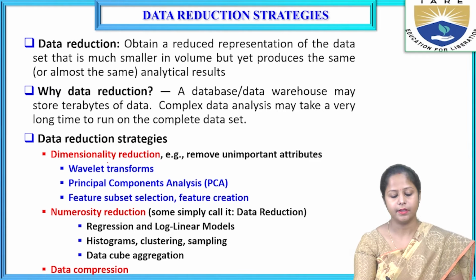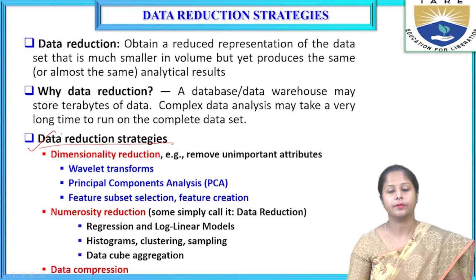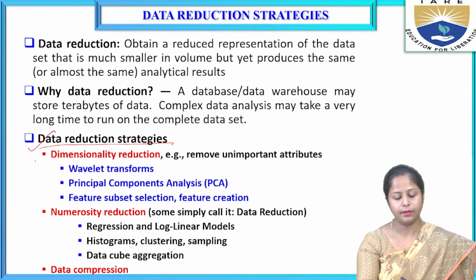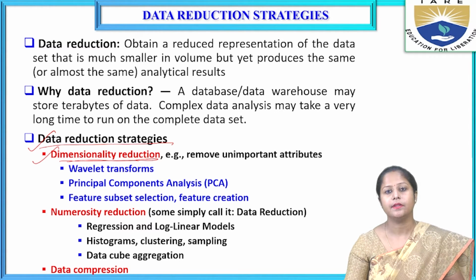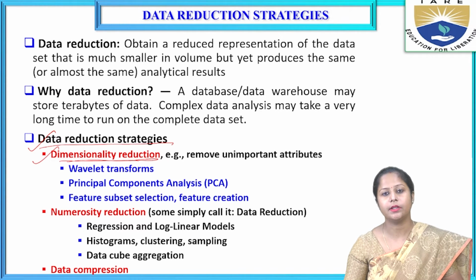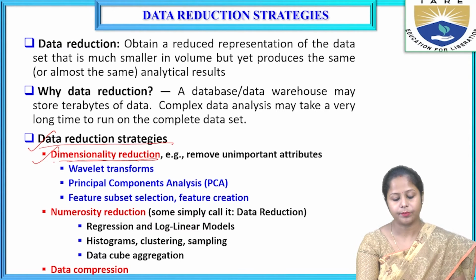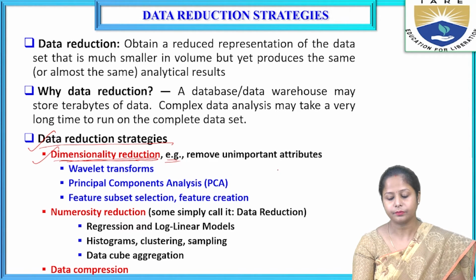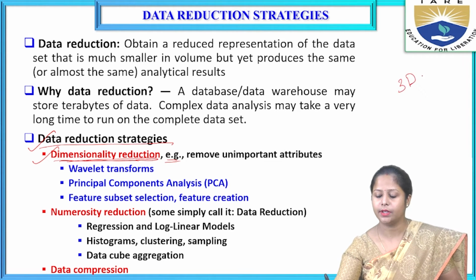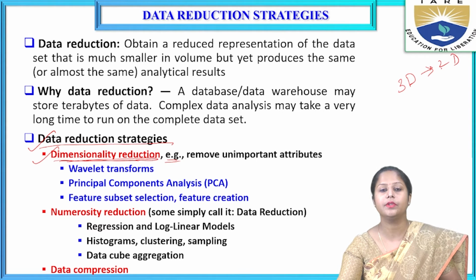What are the strategies of data reduction? First is dimensionality reduction, second is numerosity reduction, and third is data compression. Some others also include data cube aggregation. We will go through them one by one. Dimensionality reduction is nothing but reducing the dimension of the data, as I said, for example 3D to 2D.